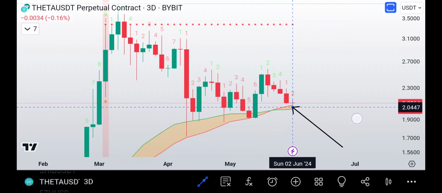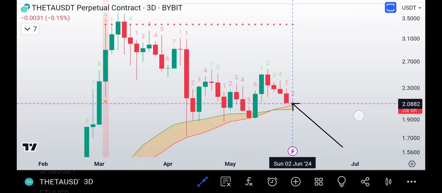is right now testing the bull market support band. This is going to be an interesting video. Stick around, watch the whole thing, because we got some things to talk about.